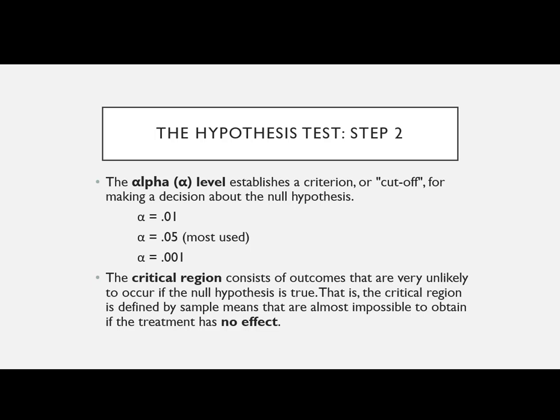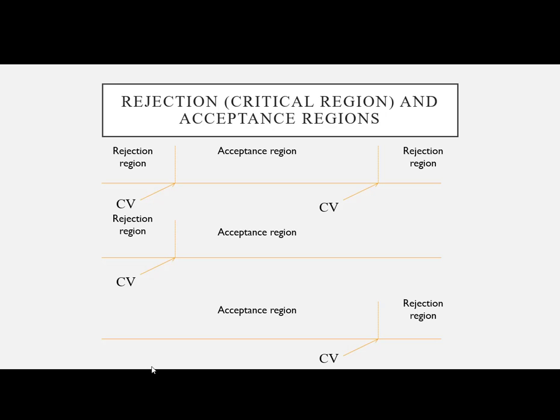Okay, the second step in hypothesis testing is to state the alpha level, which establishes a criterion or cutoff for making a decision about the null hypothesis. You can have an alpha of 0.01, an alpha of 0.05, or an alpha of 0.001, or anything in between, but the one that is most used is 0.05, so that's the one we're going to use. The critical region consists of outcomes that are very unlikely to occur if the null hypothesis is true. That is, the critical region is defined by sample means that are almost impossible to obtain if the treatment has no effect.